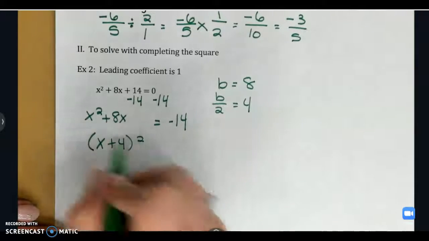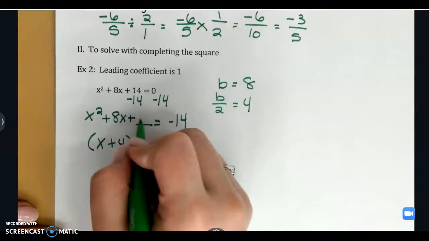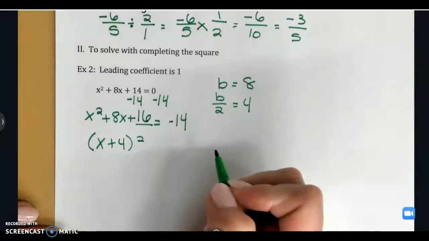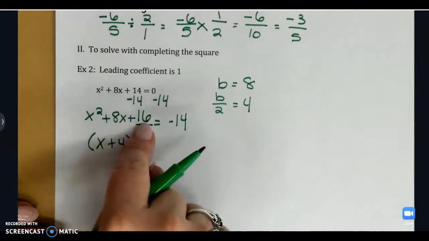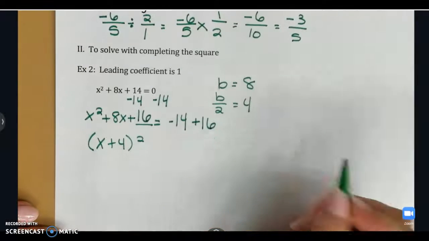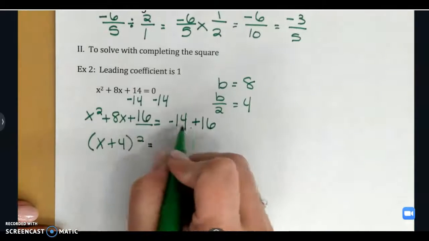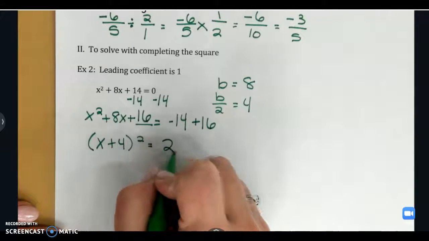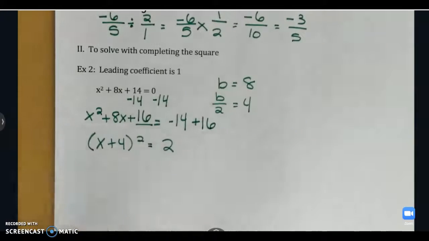So if this is going to be this perfect square trinomial, that third term is going to be 4 squared, which is 16. So I turned this into a perfect square trinomial by adding 16. And if I add 16 on the left, I need to also add 16 on the right. So x plus 4 squared equals negative 14 plus 16, which is 2. So we turned this into a perfect square and we factored it.